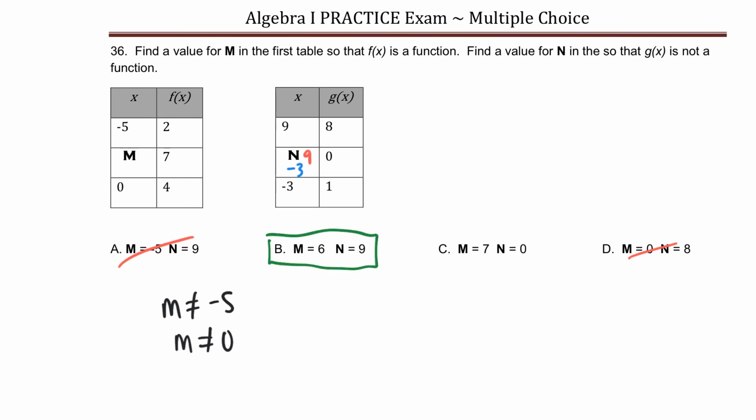What's wrong with C as an answer choice? So C, the problem is if you have n is 0 for g of x, then that would still be a function, right? That would be okay.